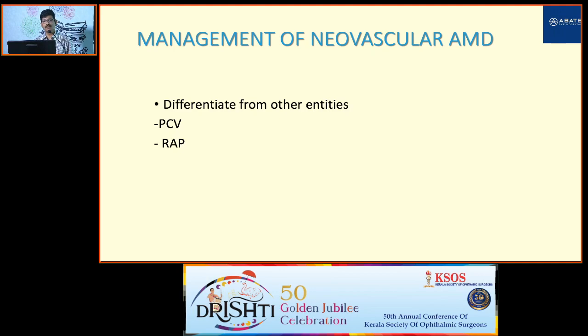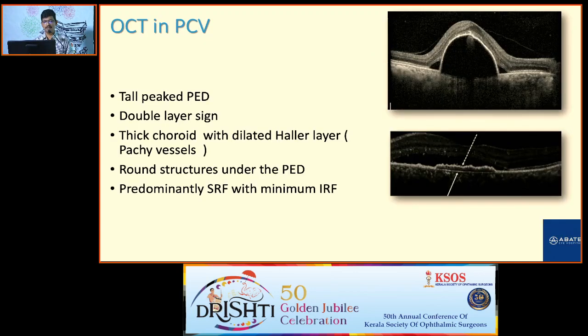And RAP is another condition which can mimic neovascular AMD. RAP can affect the other eye, and it is also associated with a high incidence of macular atrophy. So it is important to differentiate these entities. Of this, PCV, if you look at the OCT, you can, in a good number of cases, make a diagnosis of PCV just by looking at the OCT.